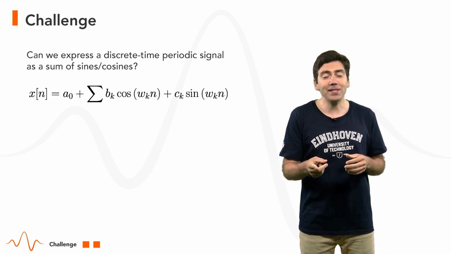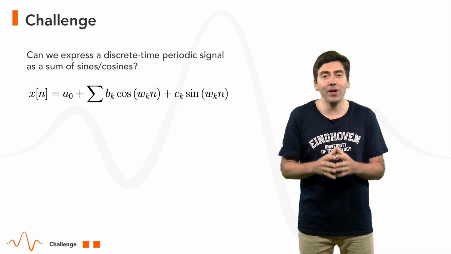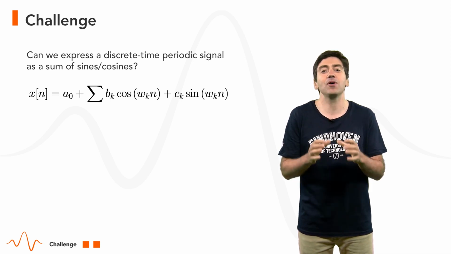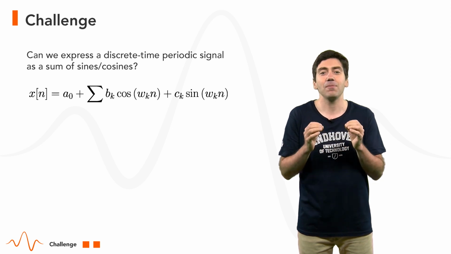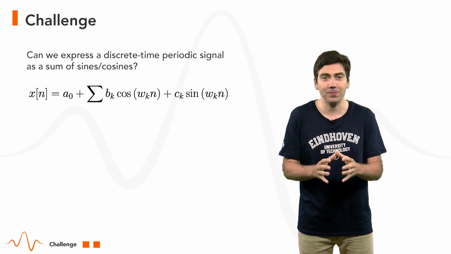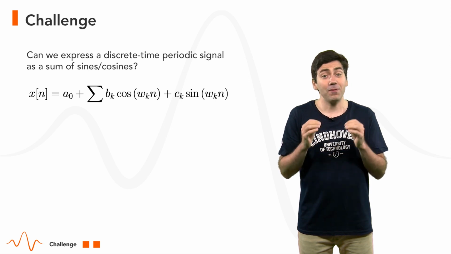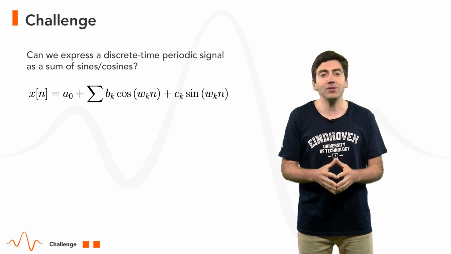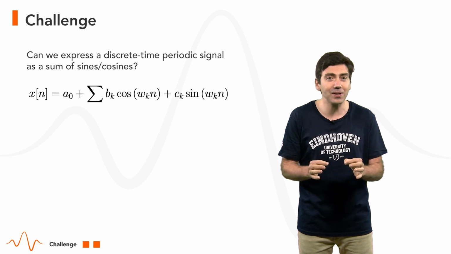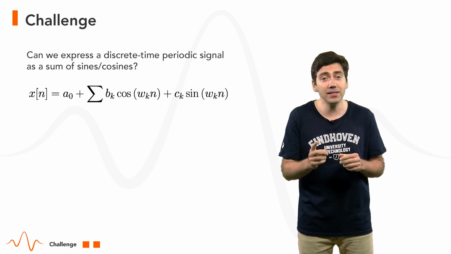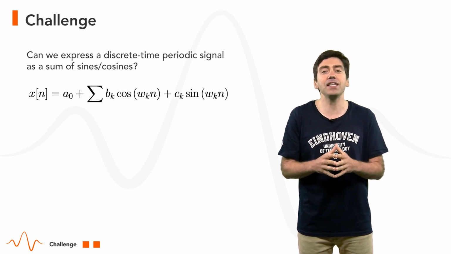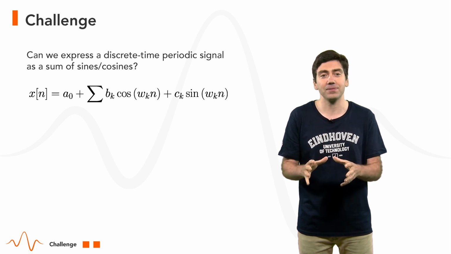Have you thought about the answer to this question? Can we express a periodic discrete time signal as a weighted sum of sines and cosines plus a constant term? I hope your answers coincide with mine. Before going to that, I want to remind you that for continuous time signals, the answer is yes, but we need an infinite number of sines and cosines.